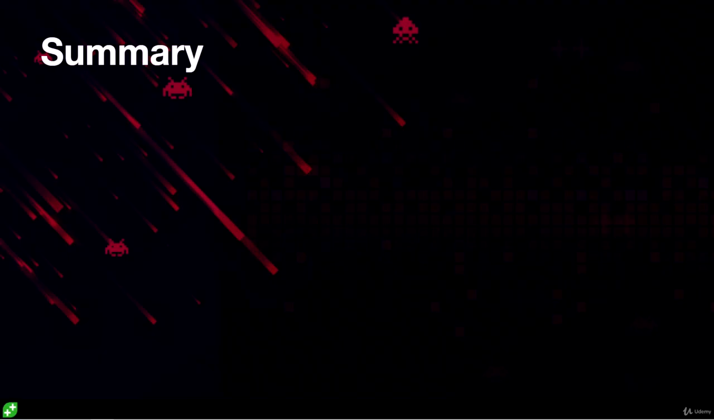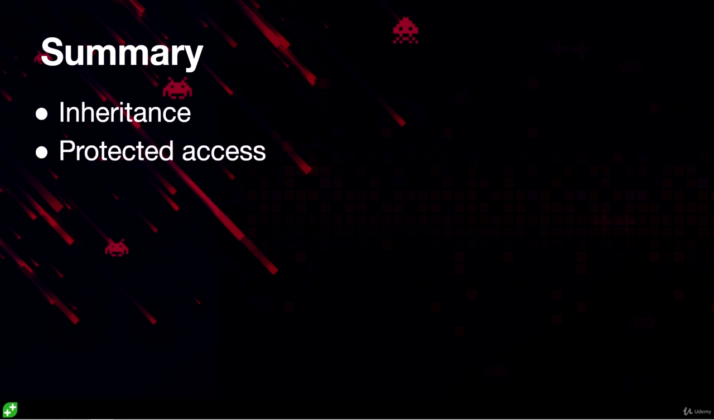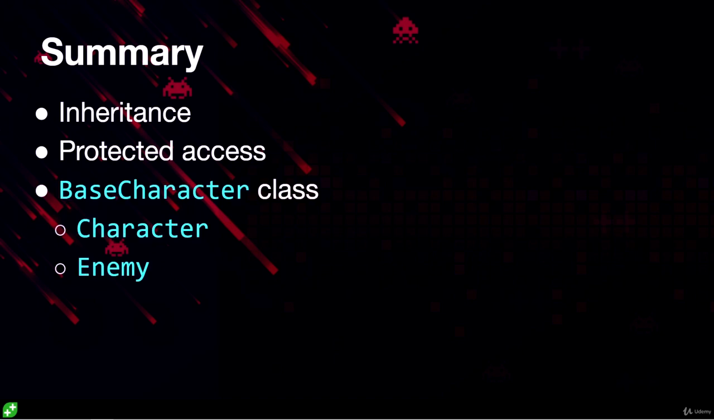So in summary, we learned about inheritance and how one class can be derived from another class and how it inherits members and methods from that class. We learned about a new type of access level called protected and how protected members and methods are accessible from within their own class as well as classes derived from that class. We then created a BaseCharacter class, and we had Character and Enemy both derived from BaseCharacter. In the next video, we'll add some more to BaseCharacter so that Character and Enemy can both inherit members and methods from that class. I'll see you soon.